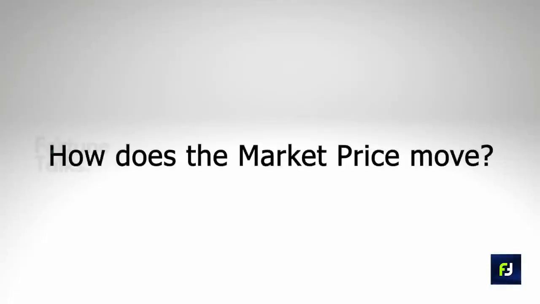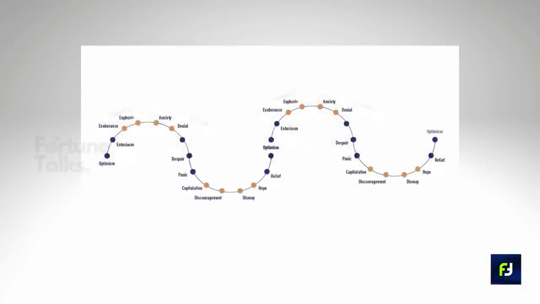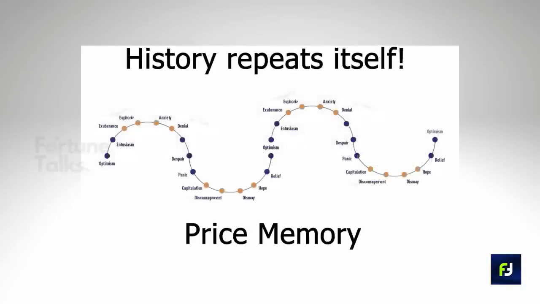This video will focus on how the market price moves, or how the prices are made to move in a particular way by some big players. You might have heard people saying things like history repeats itself, price memory, and stuff like that. What they really mean is how the market price moves in a specific pattern time and time again.